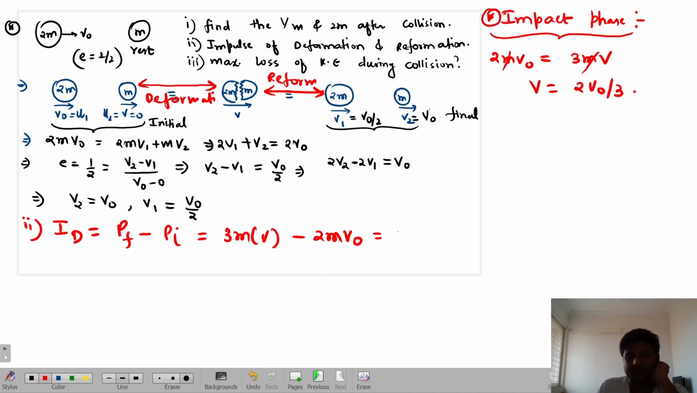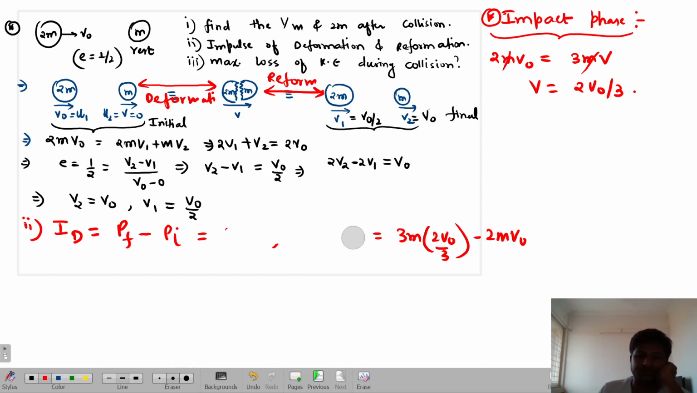So 3m into v means what? 3m into 2 v naught by 3 minus 2m v naught. Are you able to get me? So what do you observe? Is it going to be zero? It's coming out to be zero. Wow, wow, wow. Acha, 1 minute. Sorry, I just forgot one thing. Wait, 1 minute.